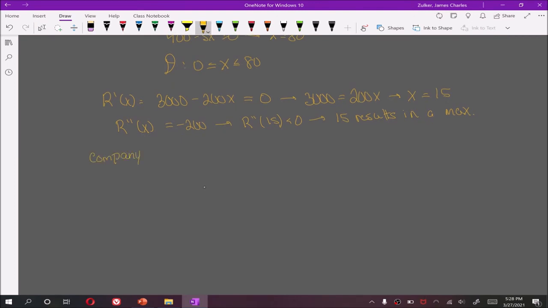So the company should charge $400 minus 15 $5 reductions, which is $325. Max revenue would then be R of 15, which winds up being $422,500.